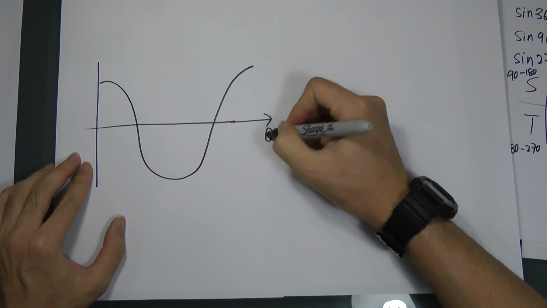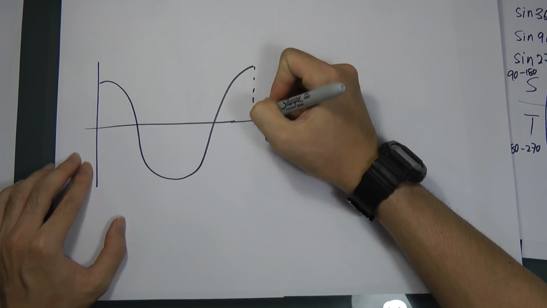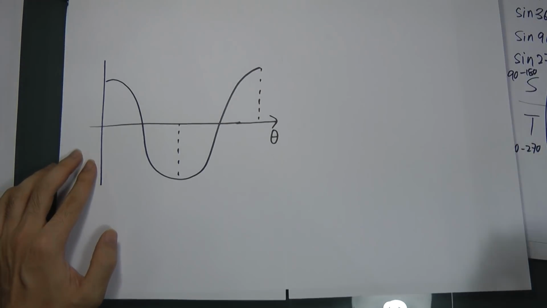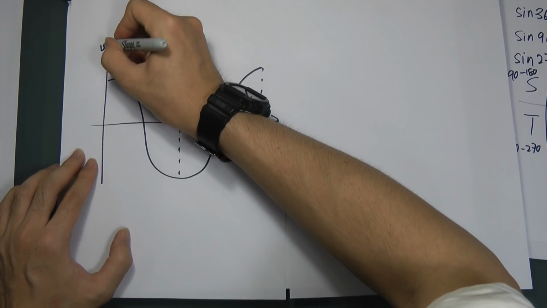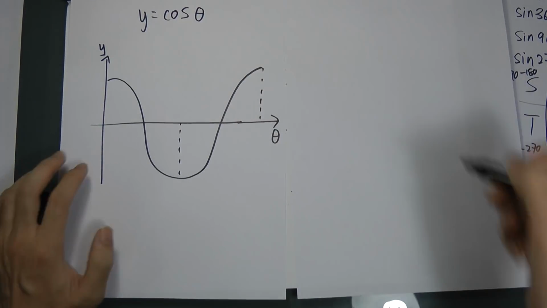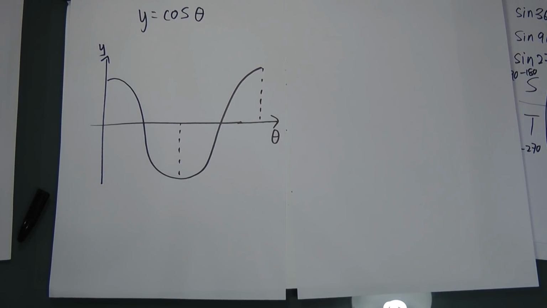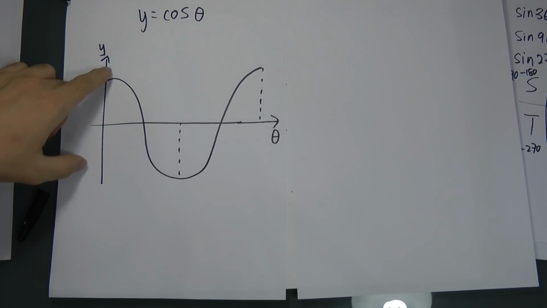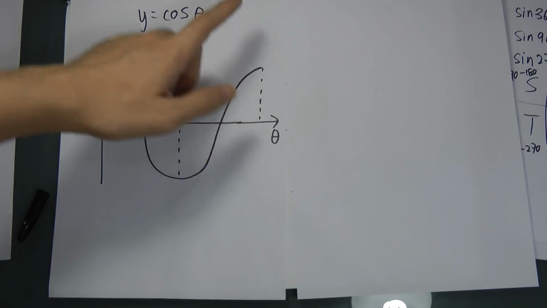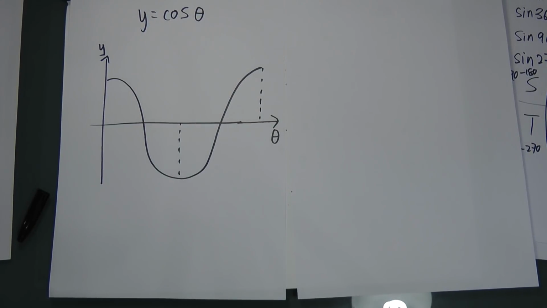Okay, this one should be the angle. This is y. Now I draw y equals cos of the angle. It will look like something like a U shape. Do you see a U over here? You can try to imagine anything you like.